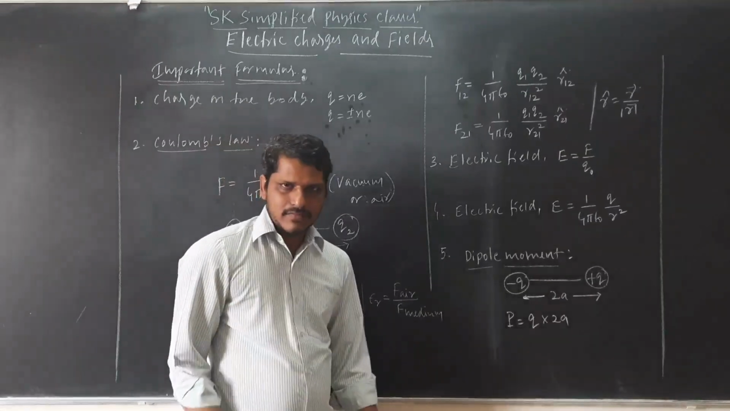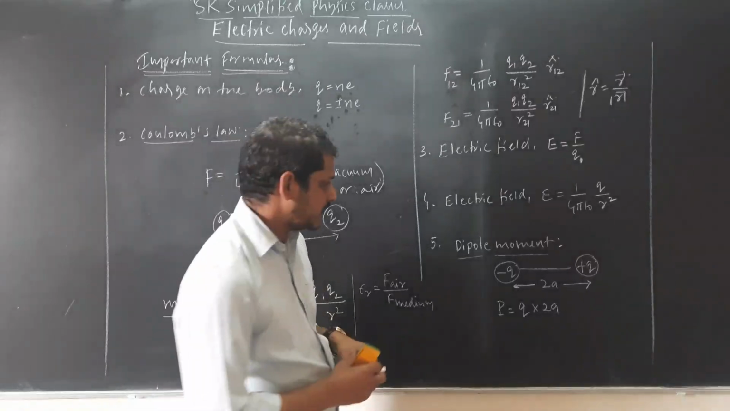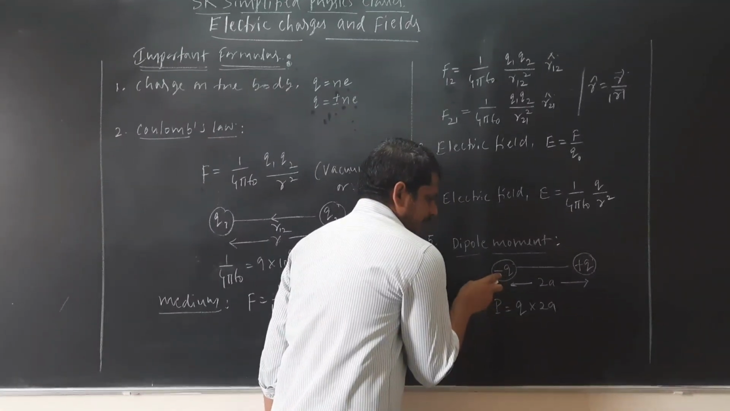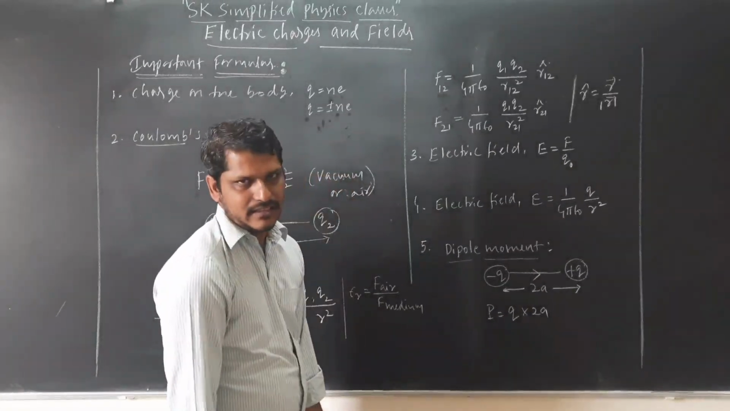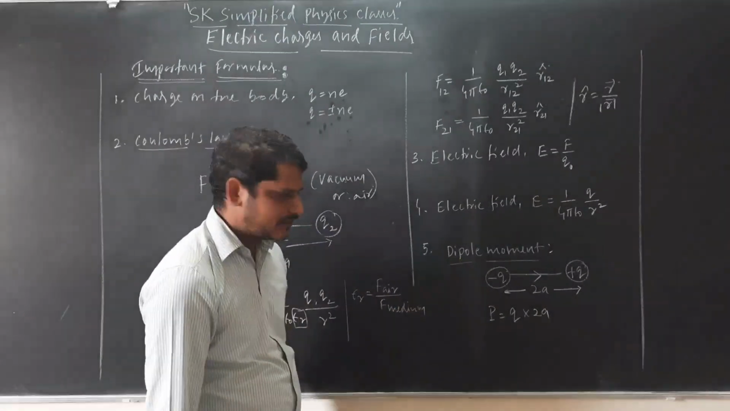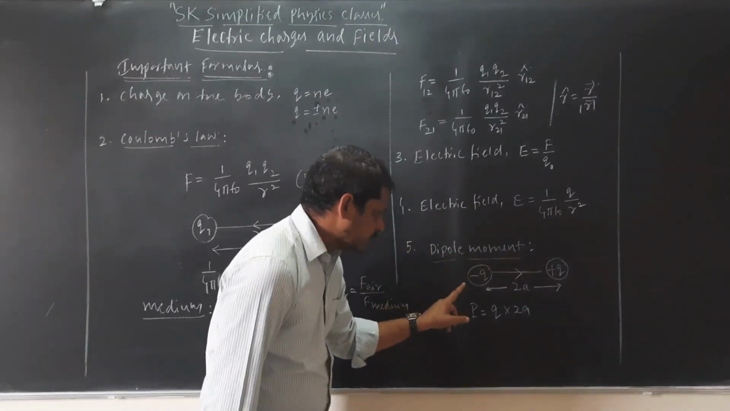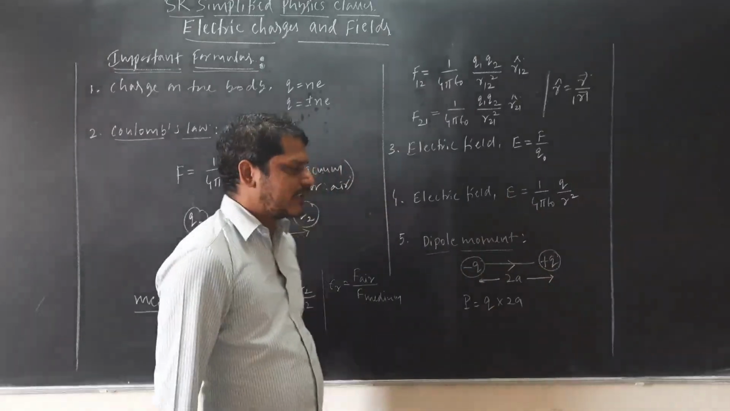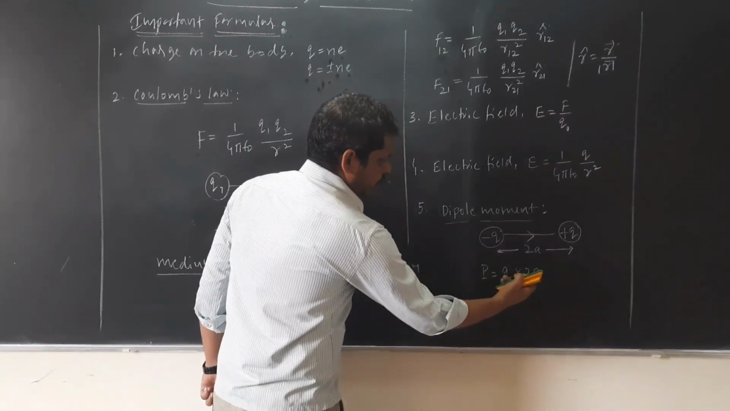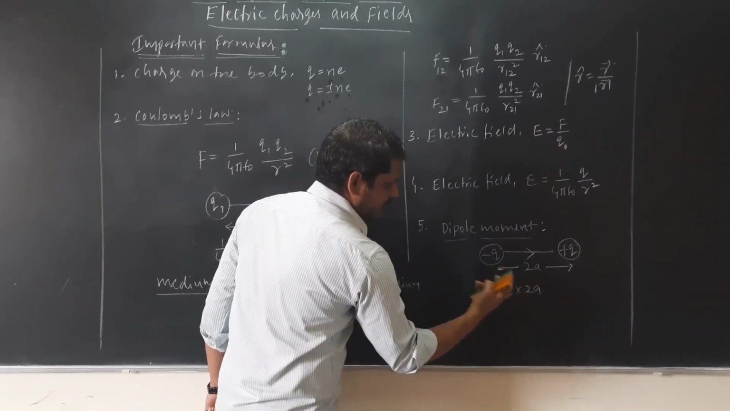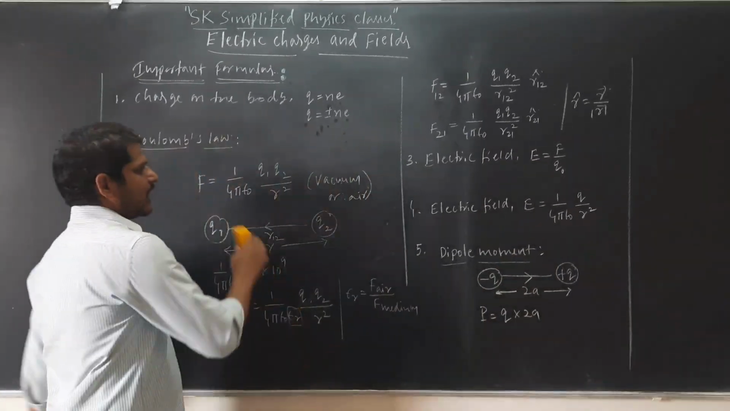So this is the expression for the dipole moment. Sometimes in examinations, for 1 mark, they ask what the direction of the dipole moment is. The direction of the dipole moment is taken from negative charge to positive charge. We should write from negative charge to positive charge. Here 2a is the distance between the two charges and q is the magnitude of either charge.